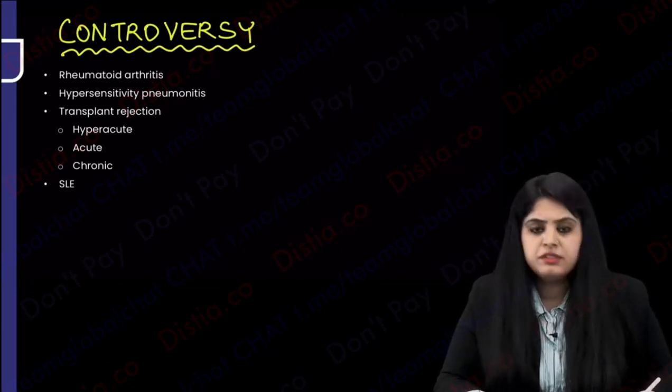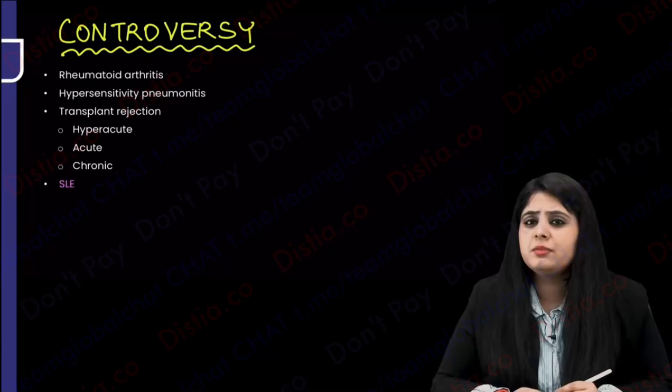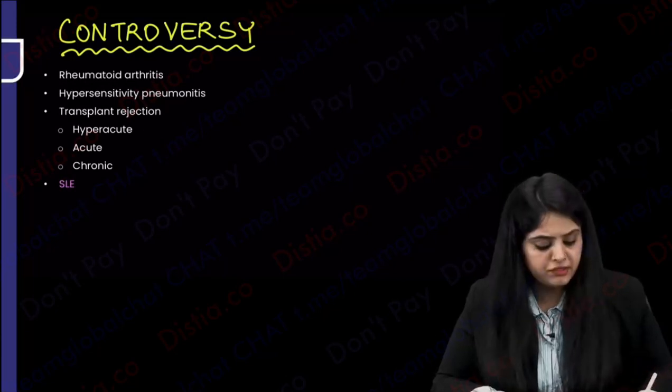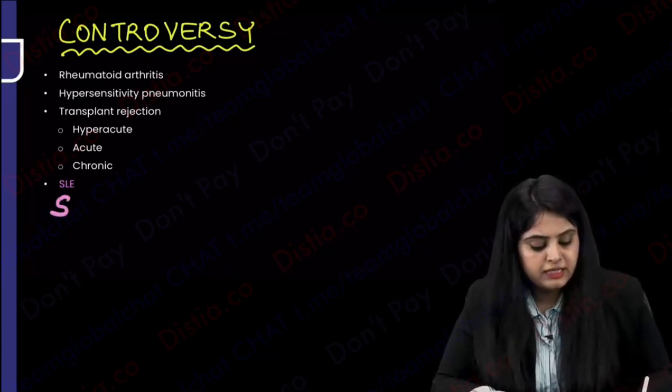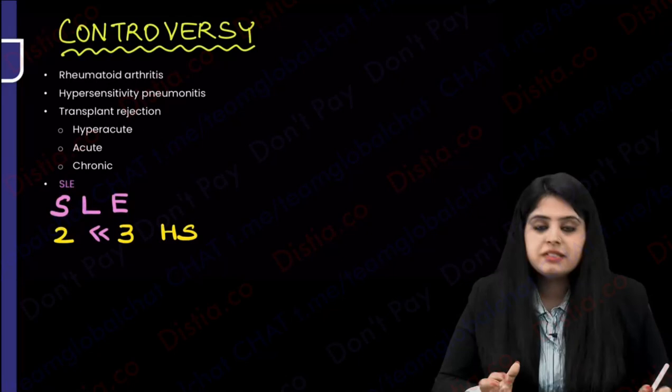I don't think all of these are controversial, because SLE, though I told you, comes under what? SLE comes under the SHARP mnemonic, type 3 hypersensitivity. But now they say that SLE is actually a combination of type 2 and type 3 hypersensitivity. It is a combination. Yeah, it is more of type 3, I agree. That is why you put it under the SHARP mnemonic. But it's actually a combo.